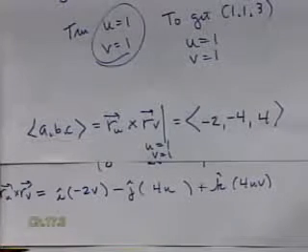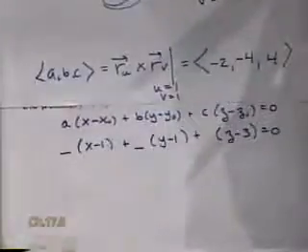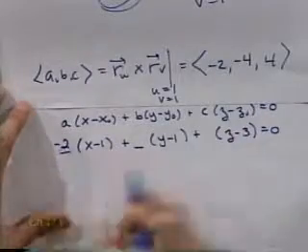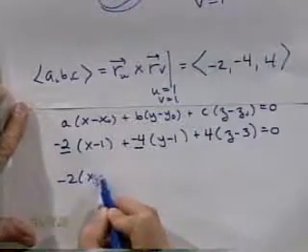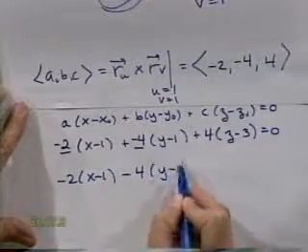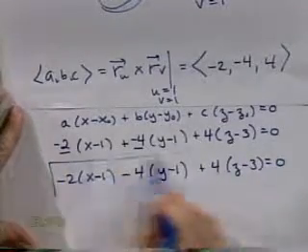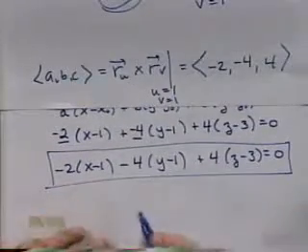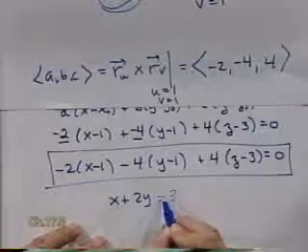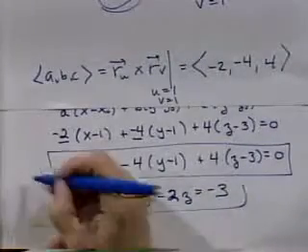So you have to do a little bit of work to find out what your parameters are to get that point. So finally, my equation is, my a was negative 2, my b was negative 4, and my c was 4. So I have negative 2 times x minus 1, minus 4 times y minus 1, plus 4 times z minus 3 equals 0. And that's absolutely fine. You can leave it like that. I know you people can do a little bit of algebra. If you want to simplify it, you'd end up with x plus 2y minus 2z equals negative 3. That's also okay, but this is fine.